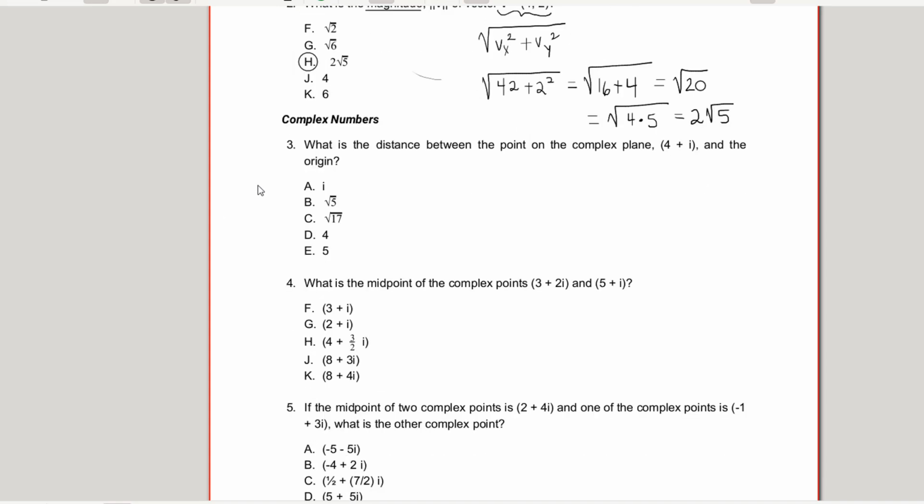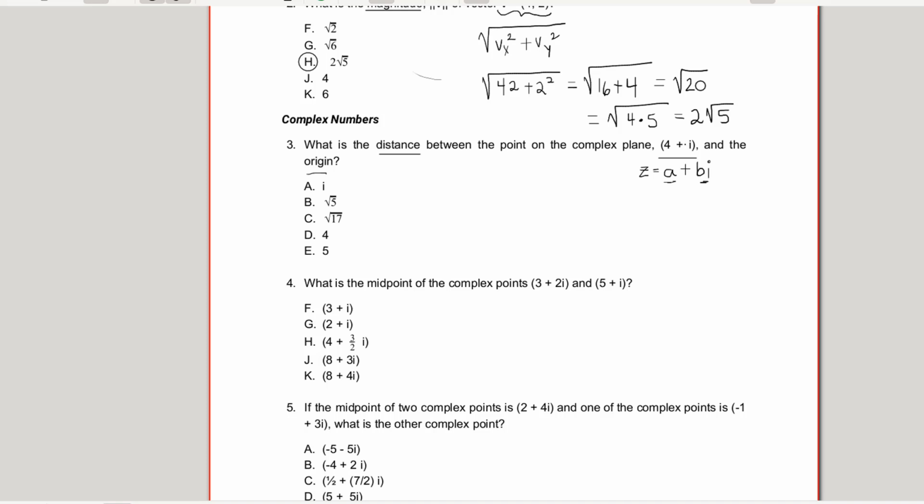Now we'll go into some of the complex number questions. Number 3, what is the distance? This is a term we're familiar with. What is the distance between the point on the complex plane 4 plus i and the origin? Okay, so distance is the same distance we've always talked about when we've looked at the distance between 2 points on the xy axis. We'll remind ourselves that with complex numbers, it's given in the form a plus bi, where a is the real component, and the term on the i, that's the imaginary component.